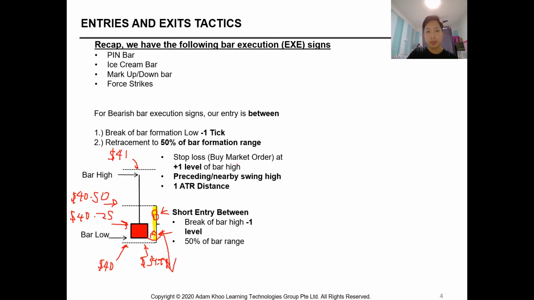So again, I'm just going to go through what we mean by the difference between stop loss at the plus one tick of the bar high and the preceding nearby swing high. So for the stop loss at the bar high, since the high of the bar is $41, your stop loss will be at $41.01, for example. Let's say this is your UR1 structure, and then there is a bearish pin bar, also this particular structure.